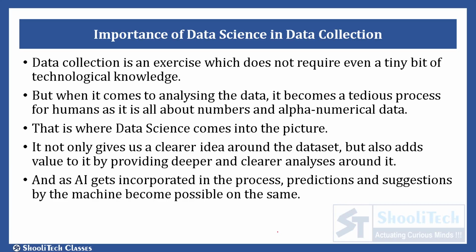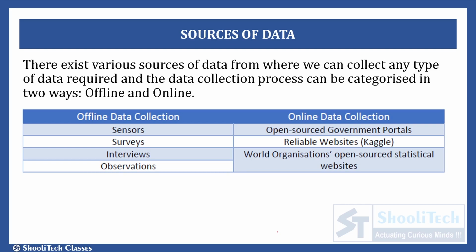There can be two types of sources from where we can collect data: online sources and offline sources. Offline sources can be like sensors, surveys, interviews, observations, and online sources can be like open source government portals, reliable websites, or open source statistical websites.